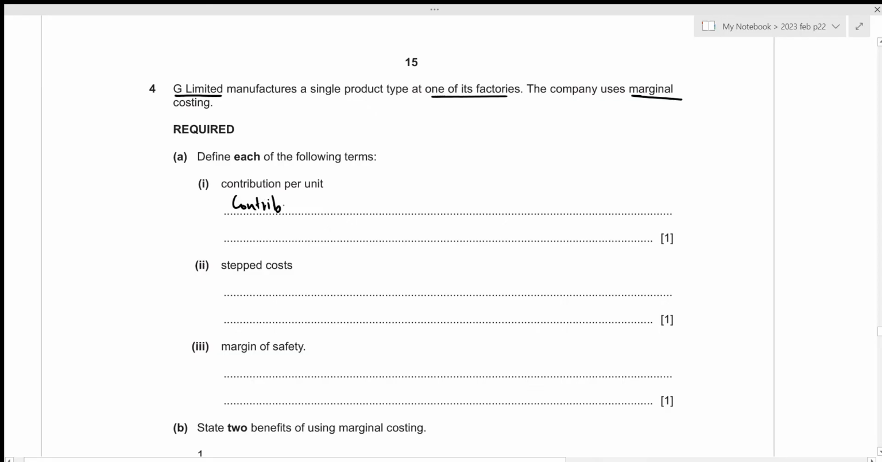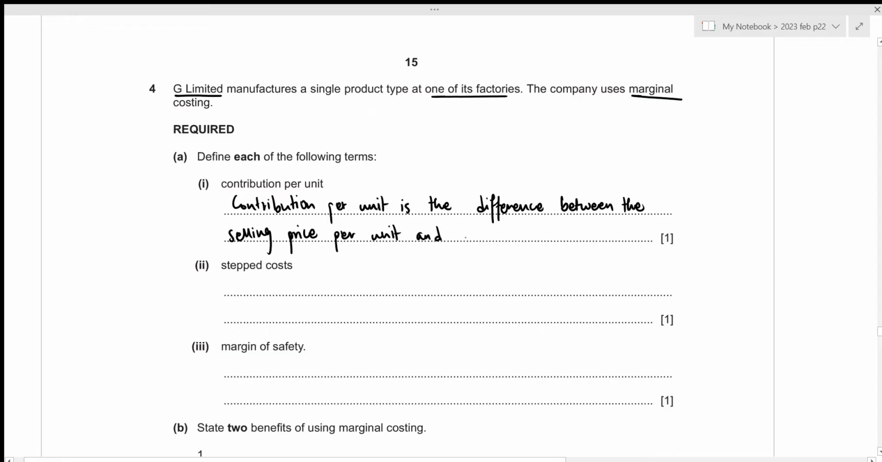Contribution per unit is the difference between the selling price per unit and the variable costs per unit.